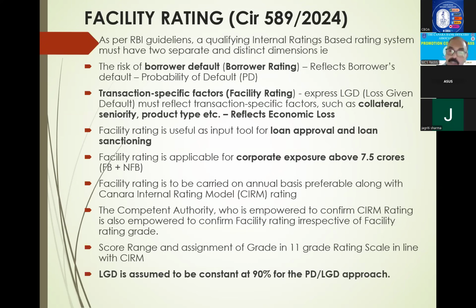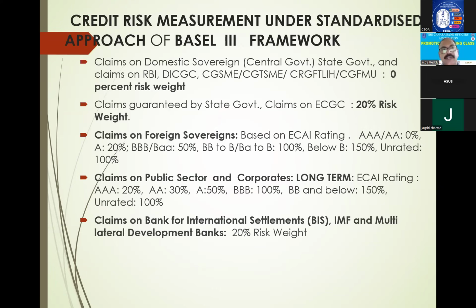Score range and assignment also are the same, 11 grades, just like your CIRM, because it is done along with CIRM. LGD is assumed to be constant at 90% for the probability of default approach. So if PD is 90, it will be 100. Of course, it will be calculated at head office. We need not worry. And next, it is measurement under the standardized approach, Basel II framework. All risk weights are given here. As risk weights are covered, I will skip these risk weights and go further.